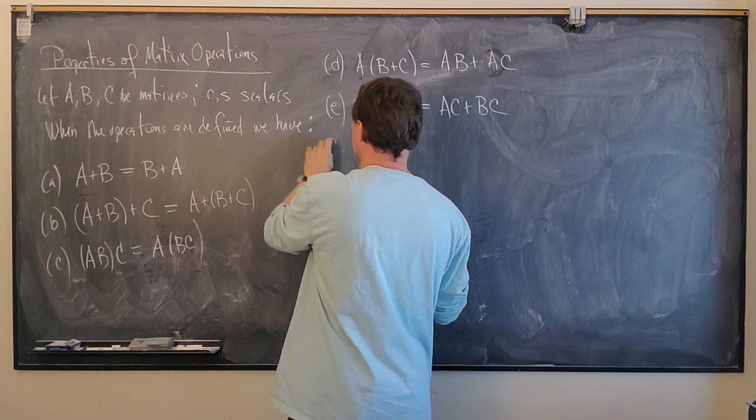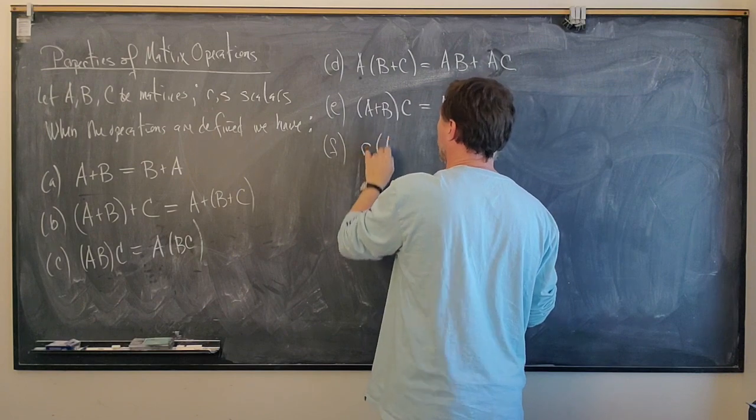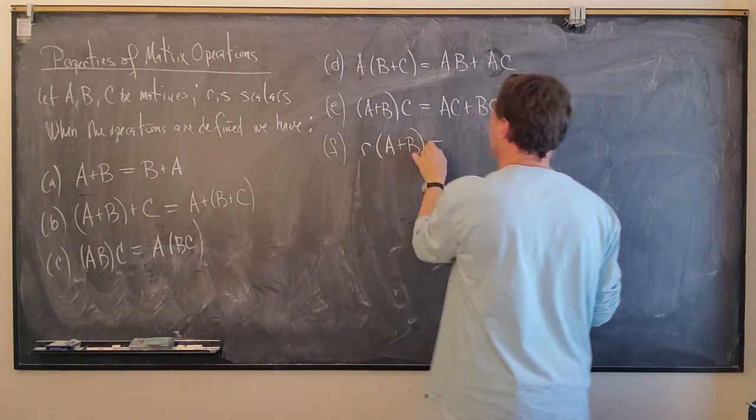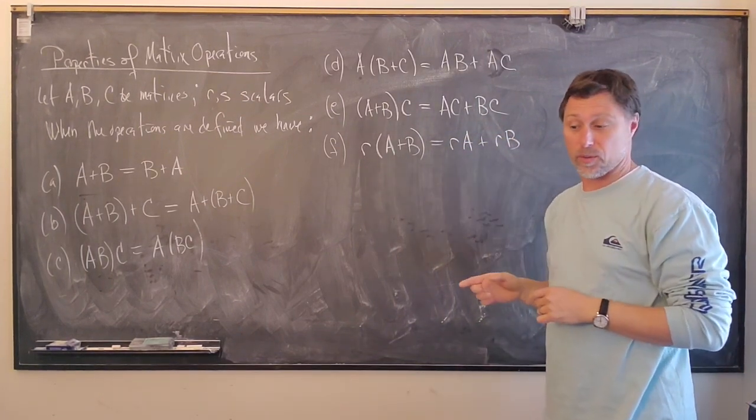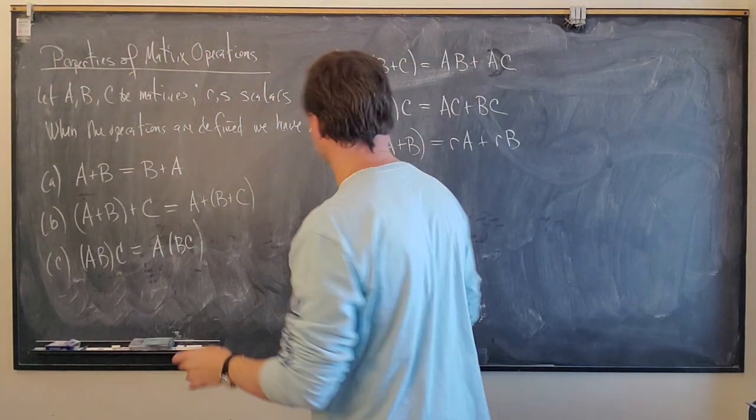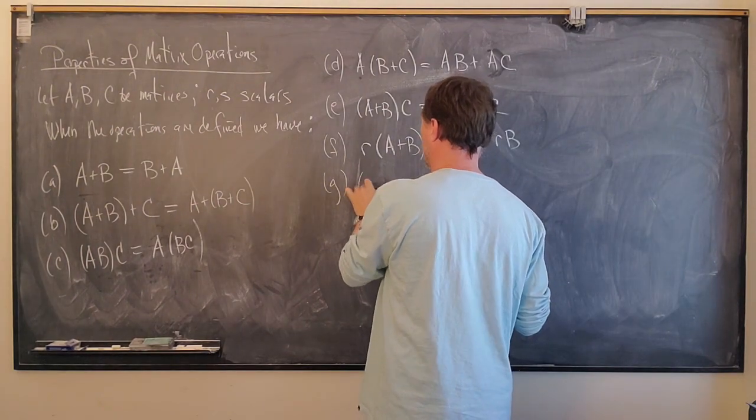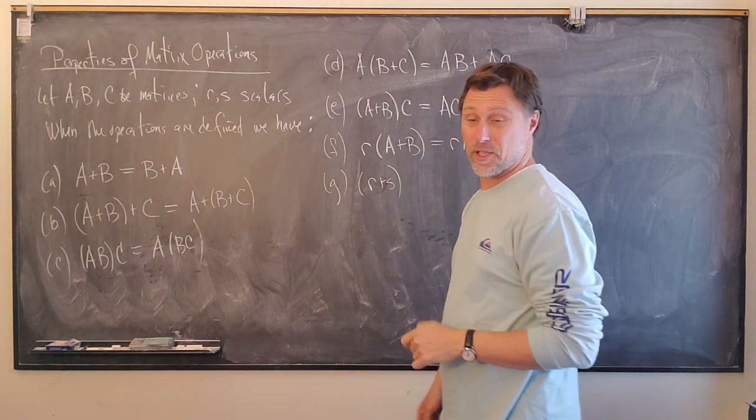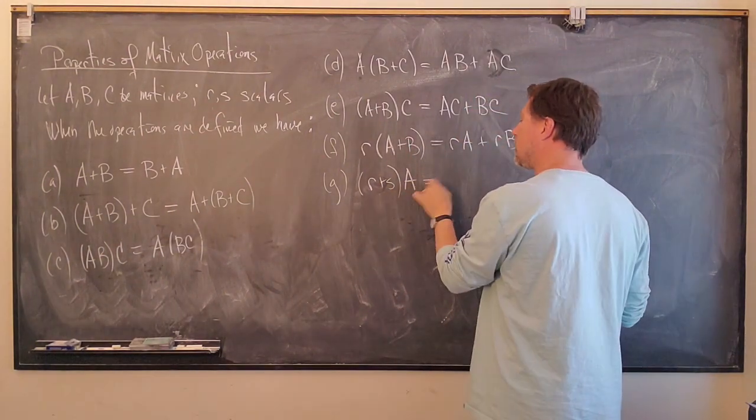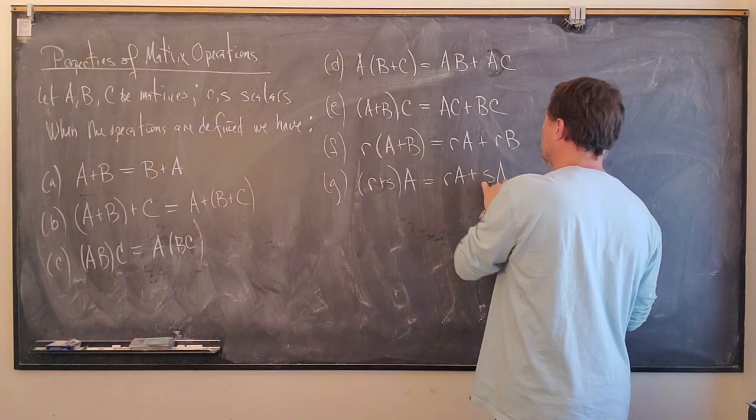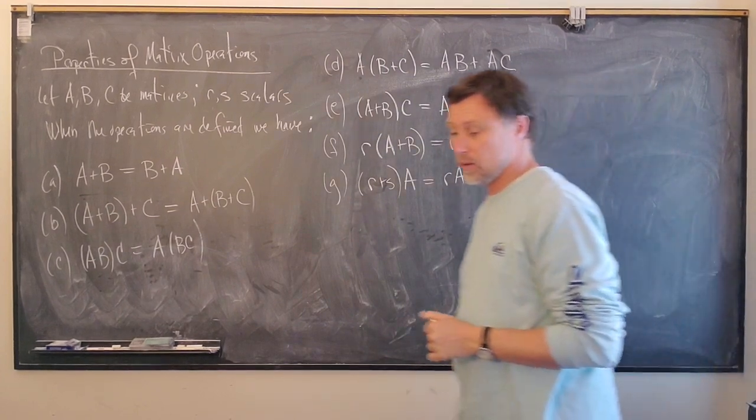There are distributive properties with respect to the scalars also. So R times A plus B is RA plus RB. So scalar multiplication is distributive. EFG. Here's another property involving scalars. Scalar addition is distributive also. So R plus S times A is RA plus SA. All of these properties are very easy to check. I'm not going to go through the proofs of these, but you can, if you like, go over them.